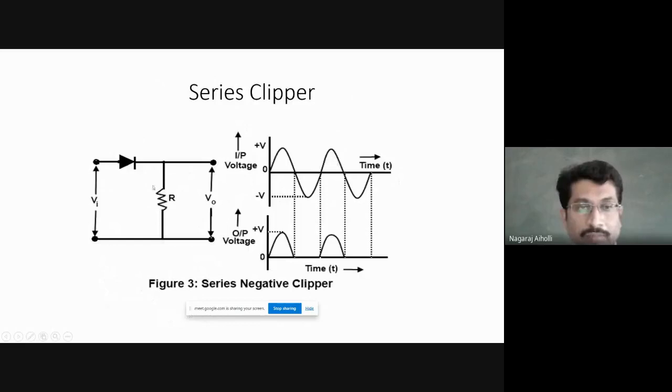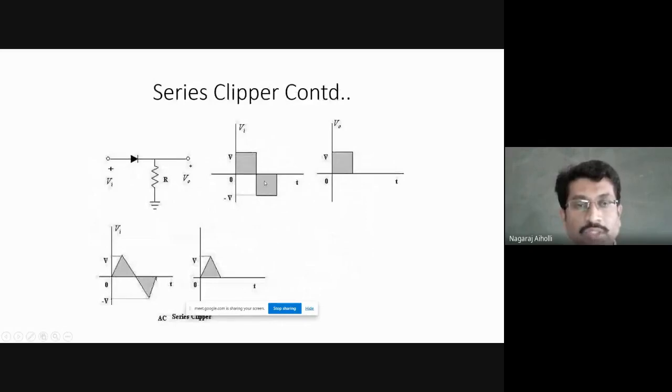Here is the sine waveform that we are applying as input to the negative series clipper circuit, and here we are applying the square wave input to the series negative clipper circuit. And if we apply the triangular waveform also, the same thing will happen. The positive portion will be conducted, and we'll get only the positive half portion at the output. The negative half portion will be clipped off, so there will be no negative portion appearing at the output.